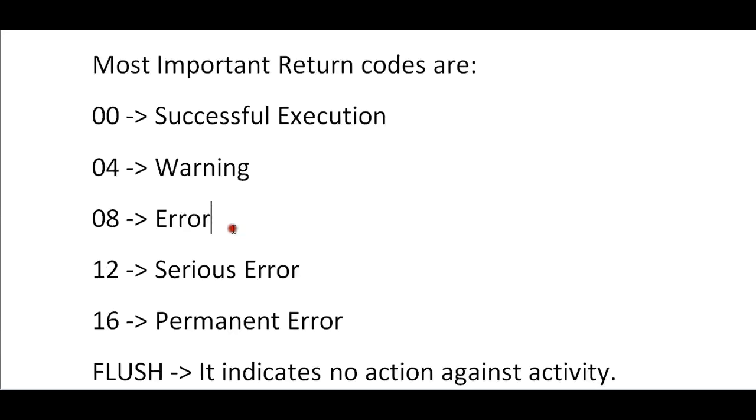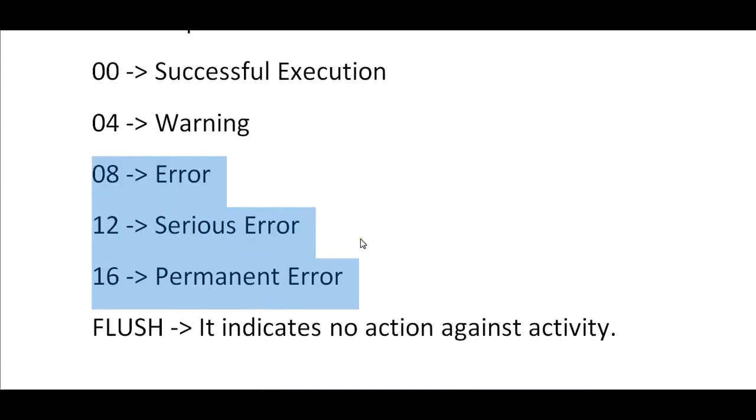08 is an error, so it needs immediate action when your JCL is running live in production. You need to have an emergency fix for 08, 12 and 16. These are serious errors and permanent errors. For all these three kinds of errors, you need an immediate fix. Flush indicates that no action is taken against activities. Whenever you bypass some activities, they will go to flush. That is, if you have 20 activities in your JCL, some might go to flush, based on the condition.